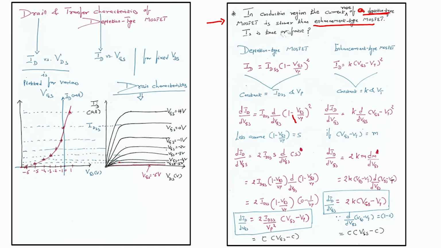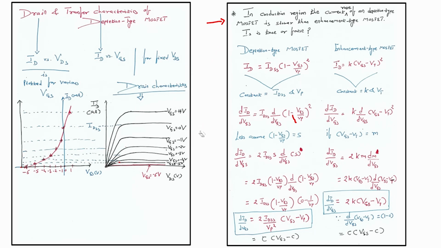The statement is, if I use my MOSFET, one is my depletion MOSFET, one is my enhancement MOSFET, and it says that in the conduction region, the rate of change of current ID, that is dID by dVGS, is slower when I use depletion compared to when I use enhancement. Is it true or is it false? So, let us solve it.